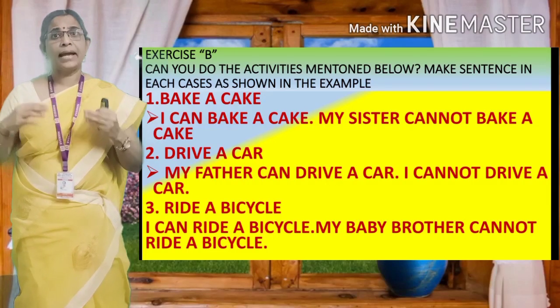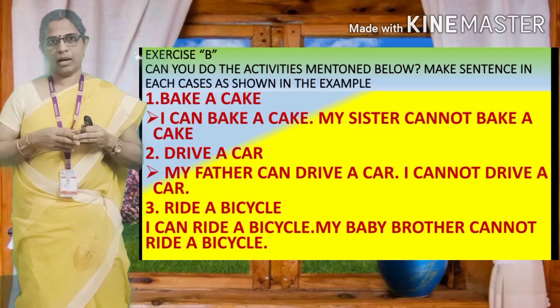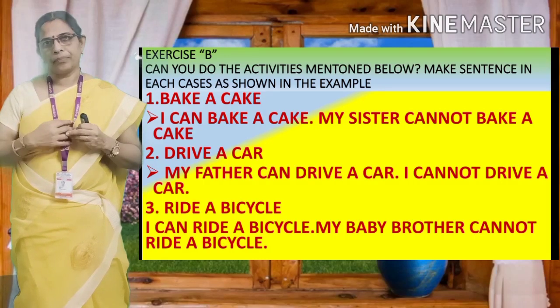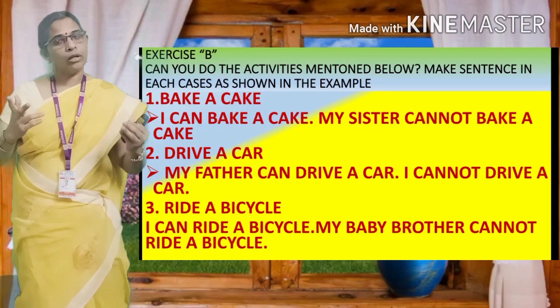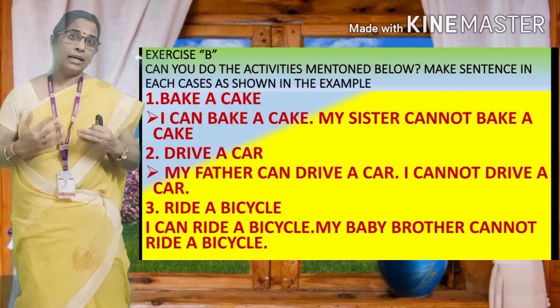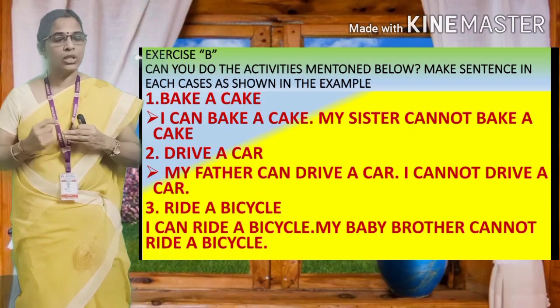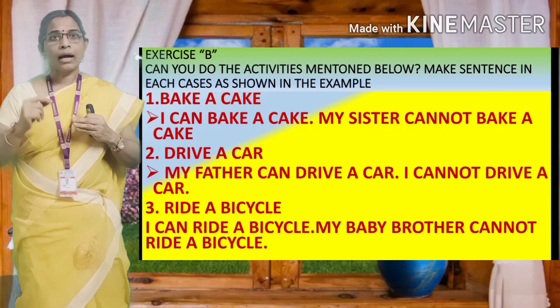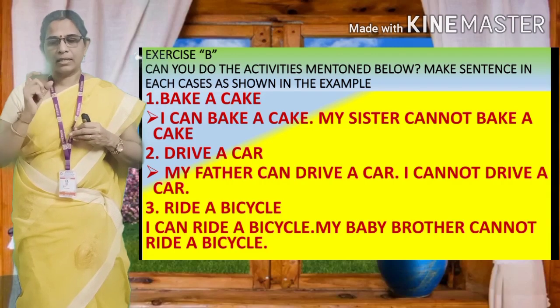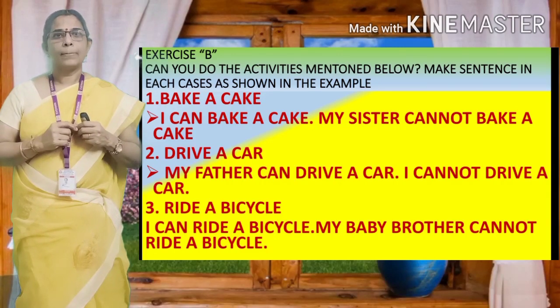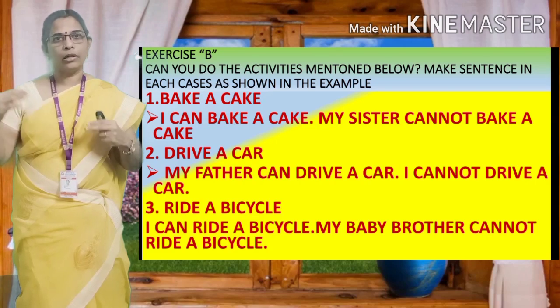Okay, it shows the ability of the speaker. Drive a car. So at this age you cannot drive a car, but your father can drive a car if he knows driving. My father can drive a car. That is the first sentence. Second one, I cannot drive a car.